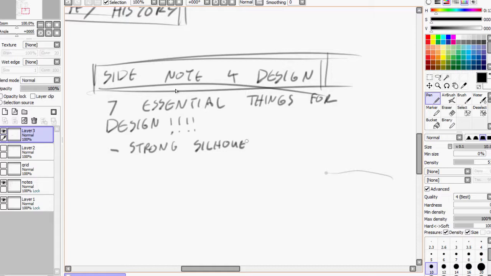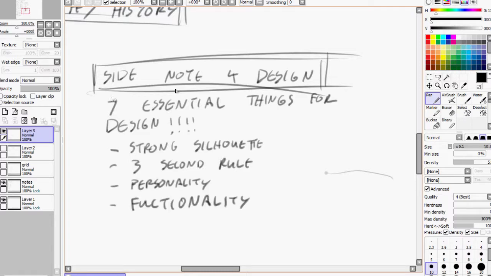Number 2, the 3-second rule. What the 3-second rule essentially means is when you look at the character, you immediately need to be able to tell who this character is, what they're all about, in like 3 seconds. And if you can't tell what it is in 3 seconds, then that means there's something wrong and it needs to be addressed somehow.